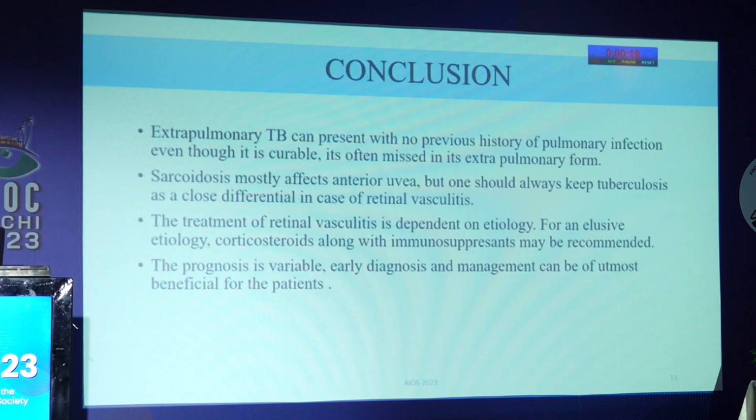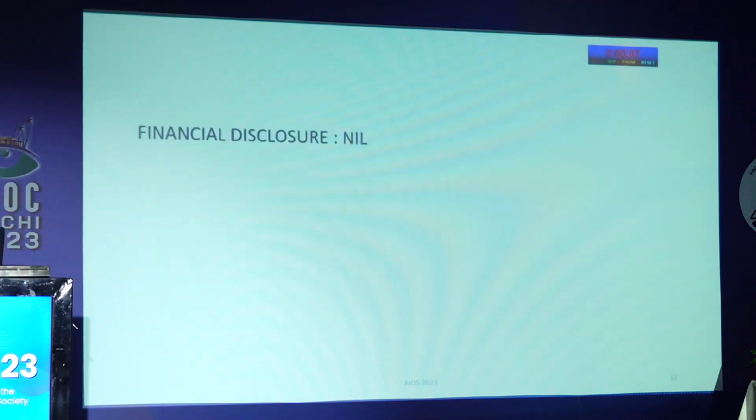The treatment of vasculitis is dependent on etiology. For an elusive etiology, corticosteroids along with an immunosuppressant agent may be recommended. The prognosis is variable. Early diagnosis and management can be of utmost benefit for the patients.